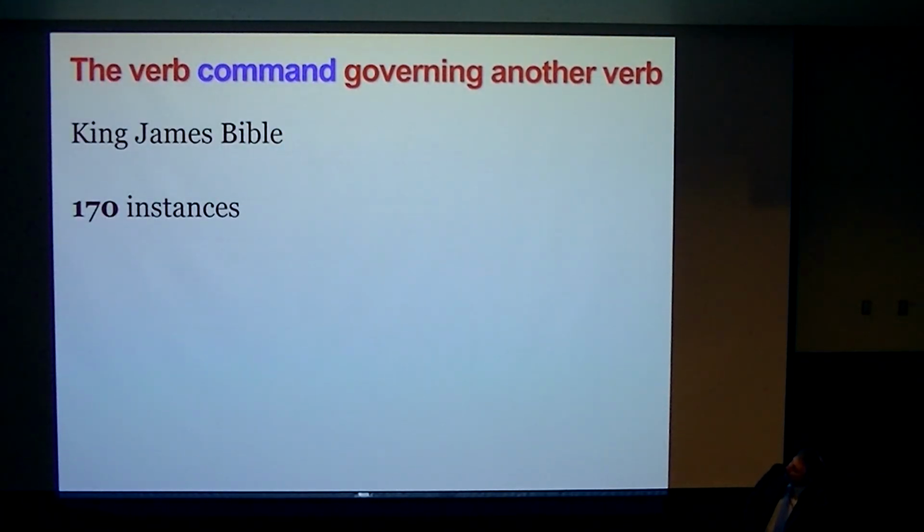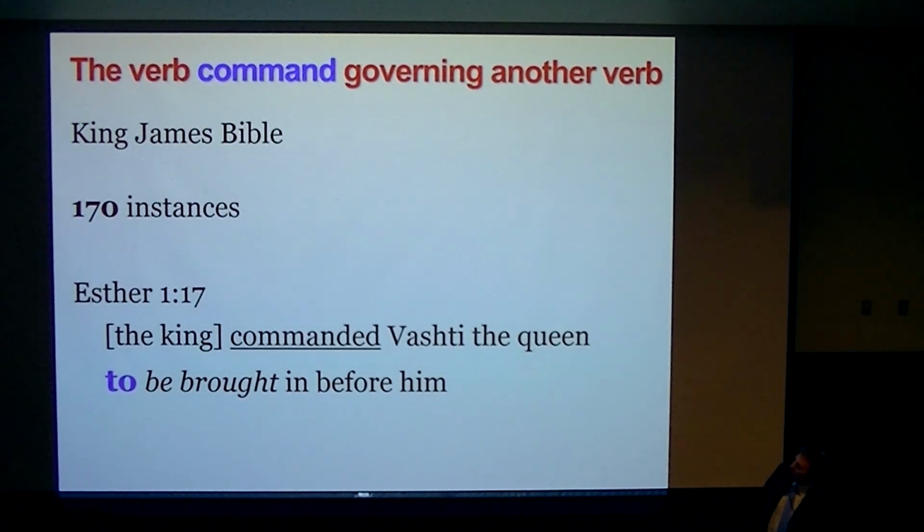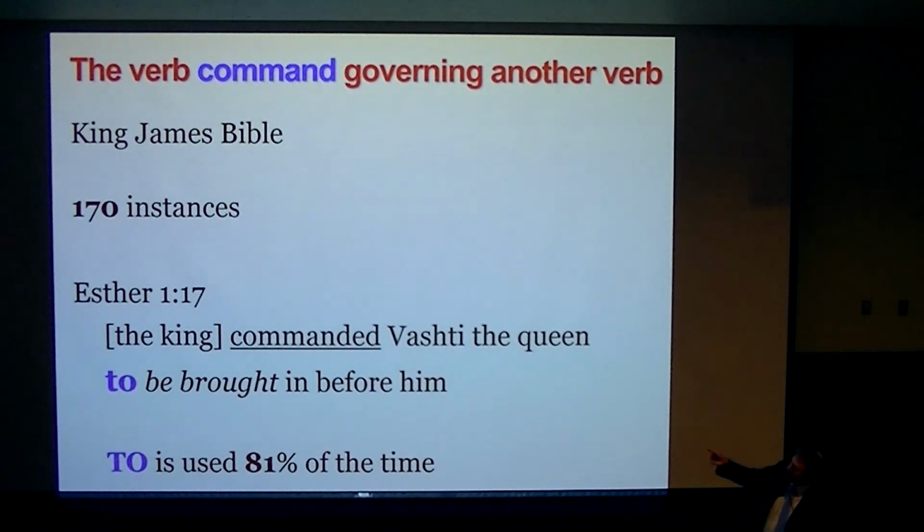Okay, how about command syntax? The King James Bible has 170 of these when you have a verb command governing another verb. Here's an example from Esther. "The king commanded Vashti the queen to be brought in before him." "To" is used after command. The infinitive is used 81% of the time.